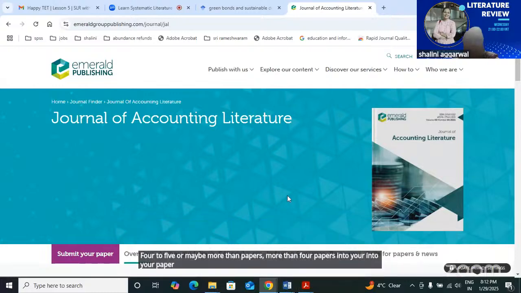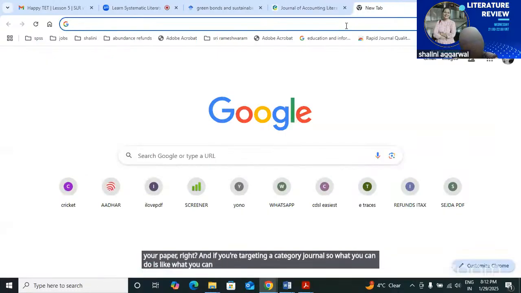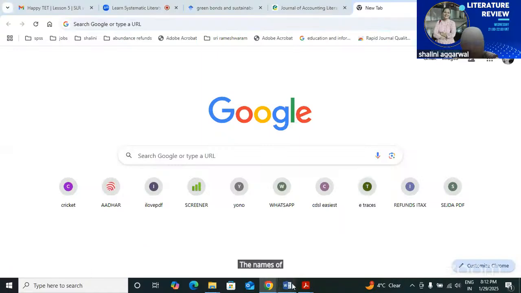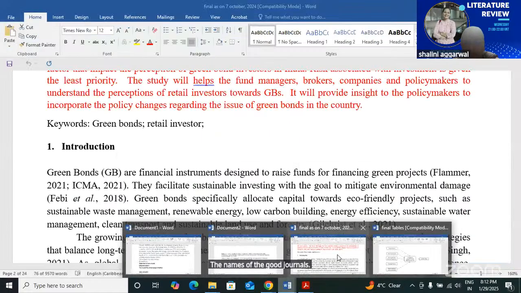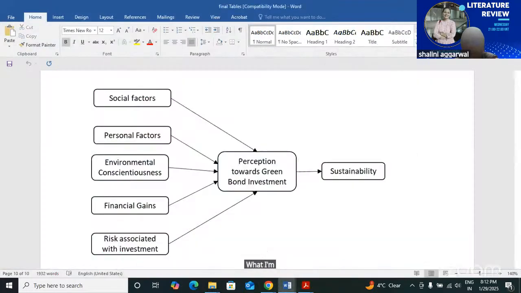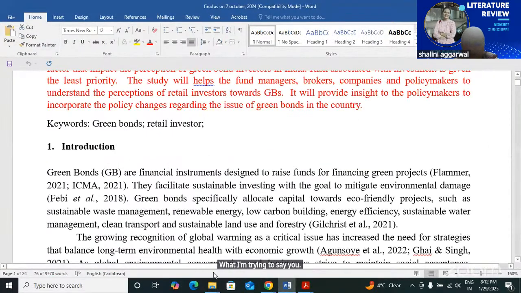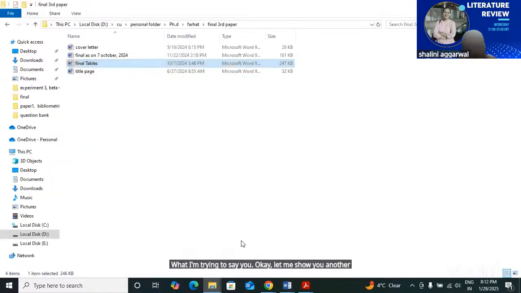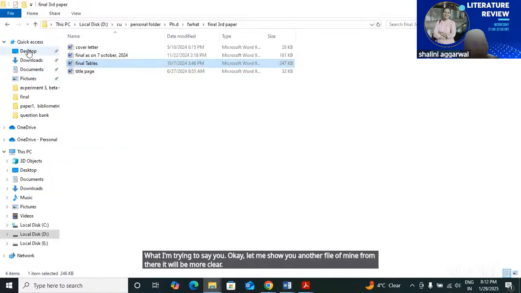And if you're targeting an A category journal, what you can do is first find out the names of the good journals. Let me close it down and let me tell you what I'm trying to say. Okay, let me show you another file of mine. From there it will be more clear what I'm trying to tell you here.